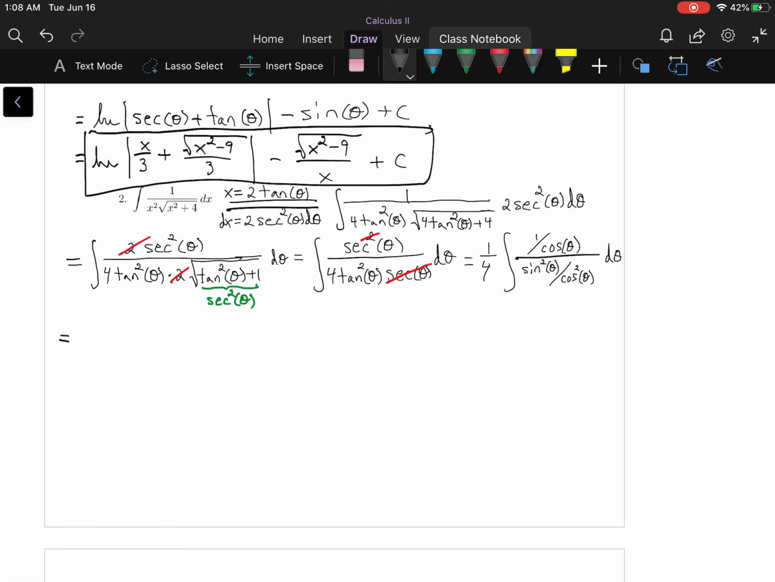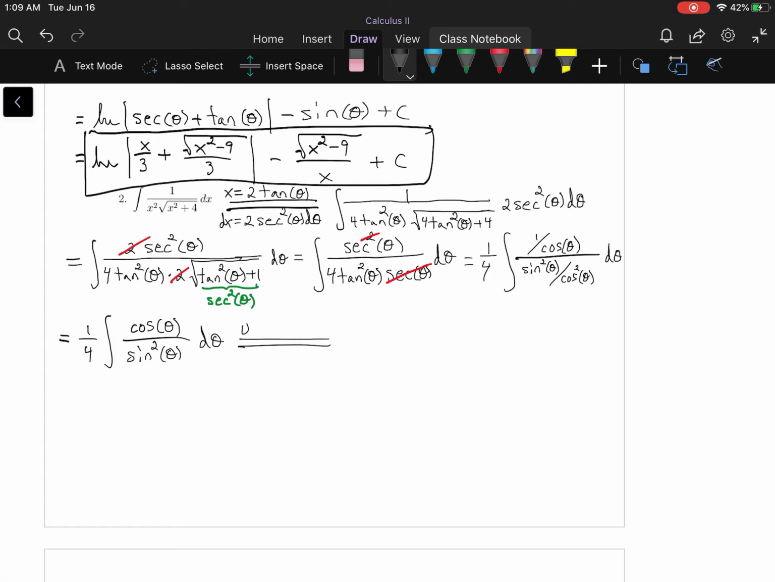And this seems promising. Multiplying the numerator by the reciprocal of the denominator, what we get is a cosine theta on top, a sine squared on bottom, and that's it. This looks good because I recognize that since I have just a cosine on top, if I let u be sine, not sine squared, that's going to give me a du in terms of cosine. So that's exactly what I'm going to do here.